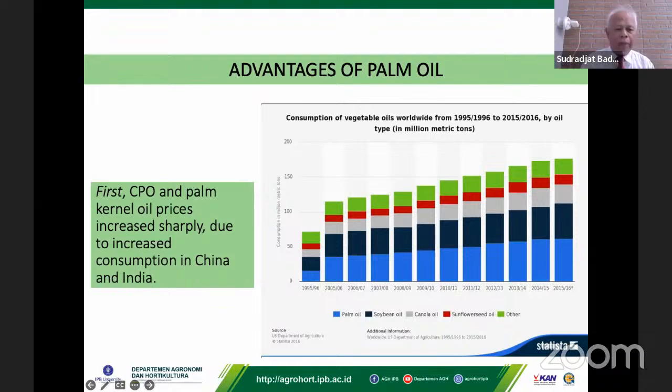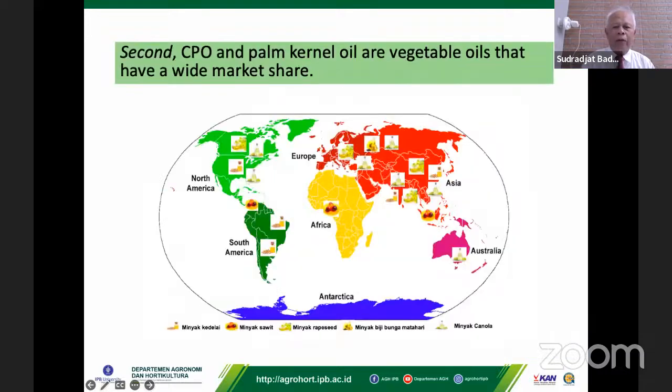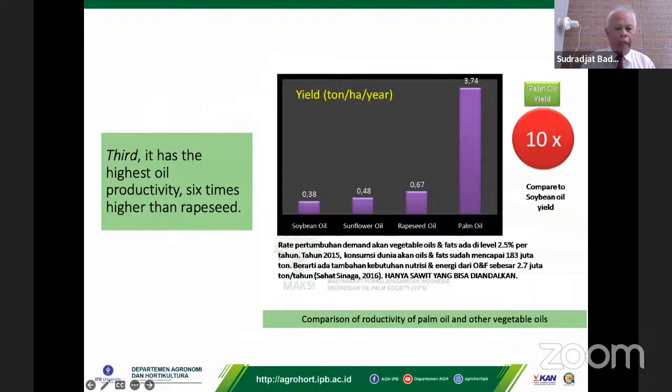First, CPO and palm kernel oil prices increased due to increased consumption in China and India. The second, CPO and palm kernel oil are oils that have a wide market in the world. We can find them easily in Europe, Africa, America, Asia, and so on. The third one is the productivity is higher than other vegetable oils like soybean, sunflower, rapeseed, and so on.